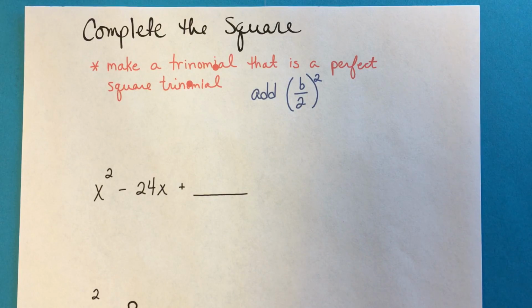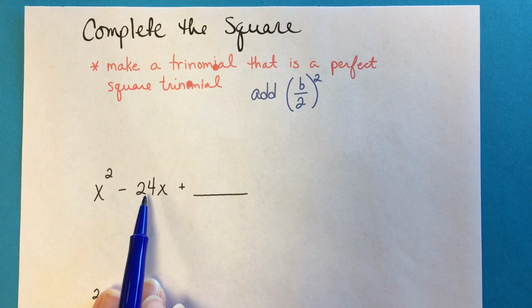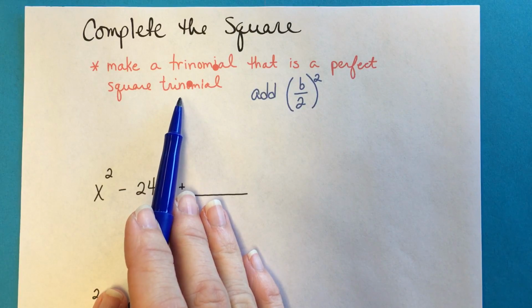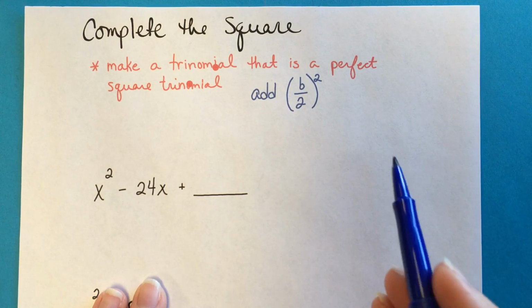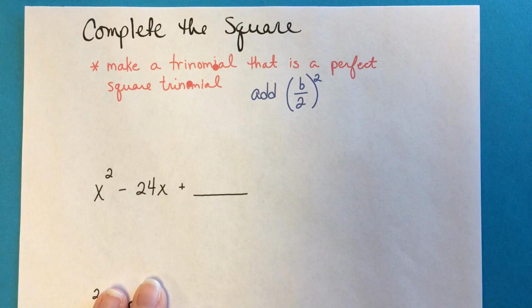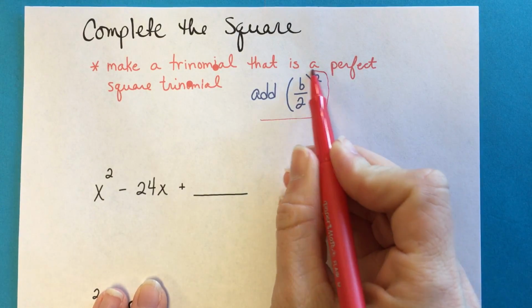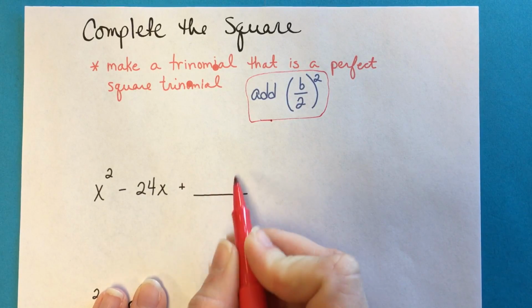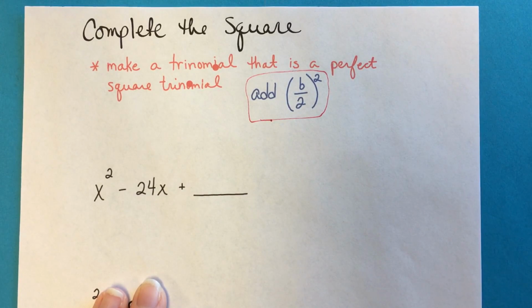All right, so what you're asked to do here is to make a trinomial that is a perfect square trinomial. So this first example, of course, I only have two terms, so the blank that I have here is where my third term needs to go in order to have this perfect square trinomial. Now, this is like your formula, okay? This is what you've got to remember to do in order to get this number that needs to be added here. All right, now it refers to b.